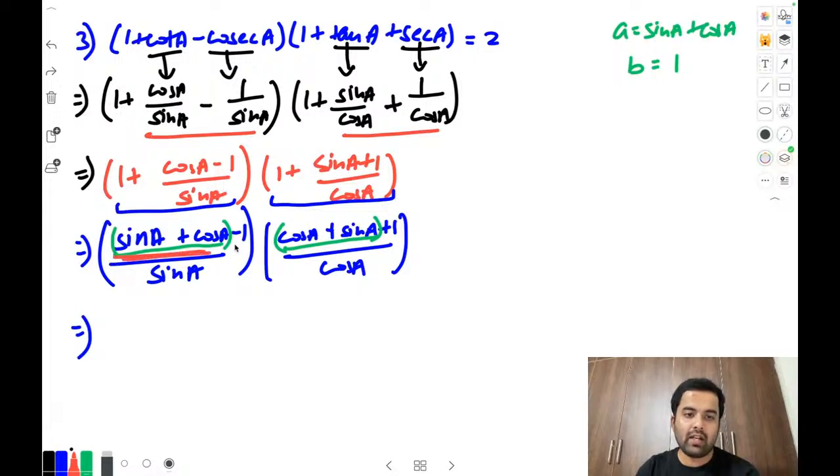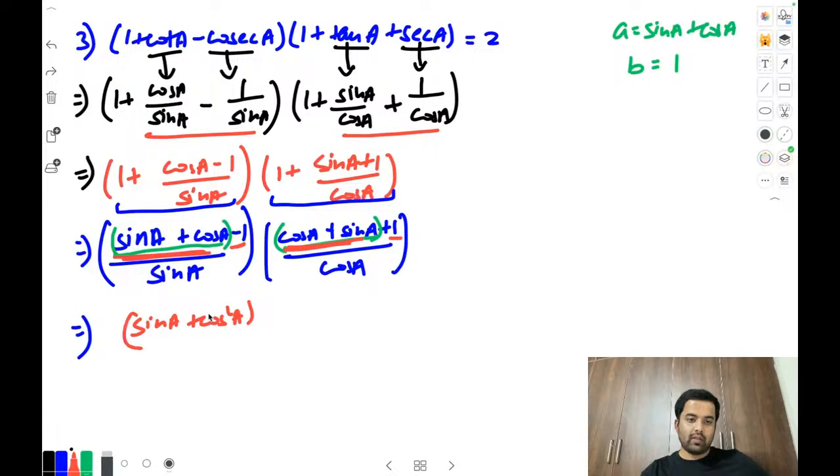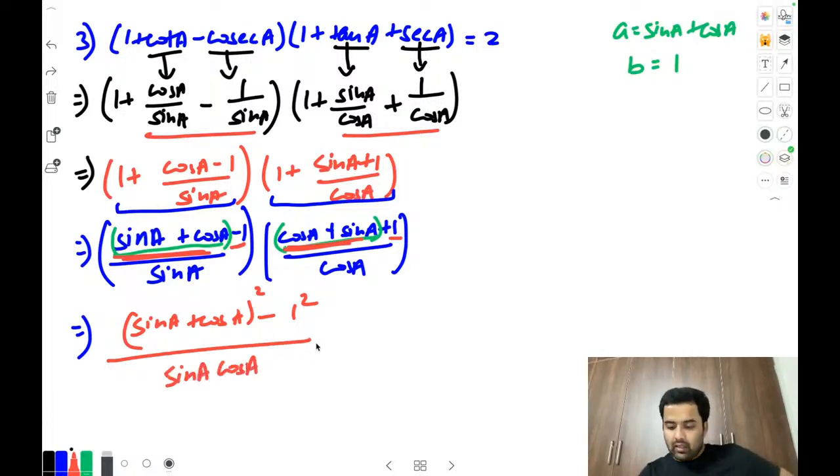See now, this part, I'm just underlining that again. This is the first part, this is the second part, this is the first part, this is the second part. Check now, A minus B, A plus B is there. So do it in that one. So (sin A plus cos A) whole square, A square minus B square divided by sin A into cos A. Is it okay till here?